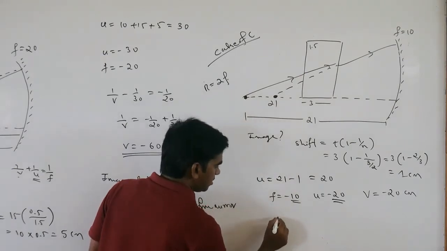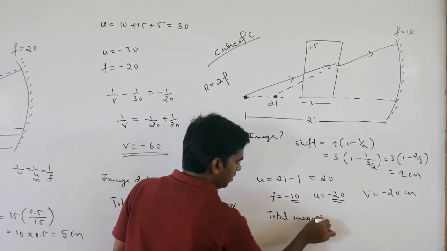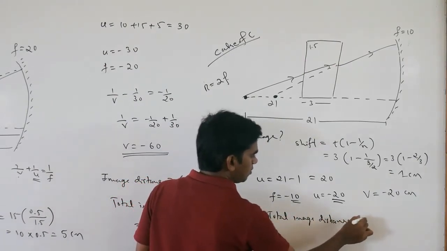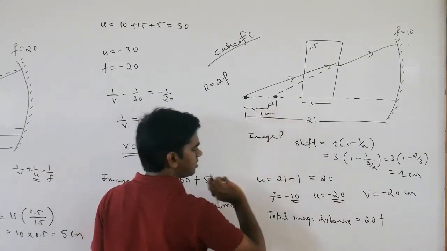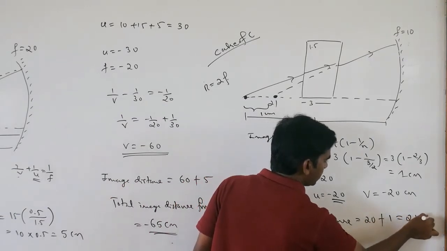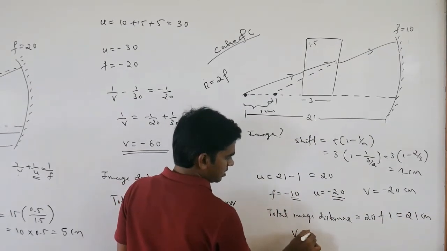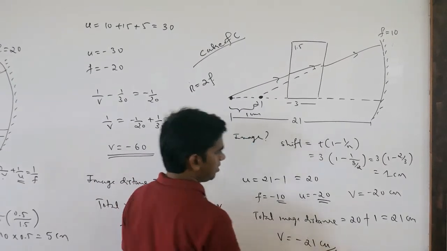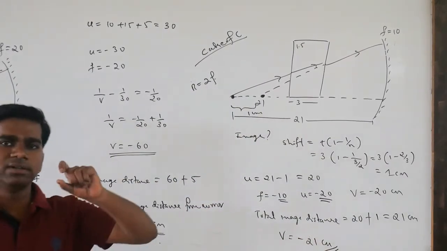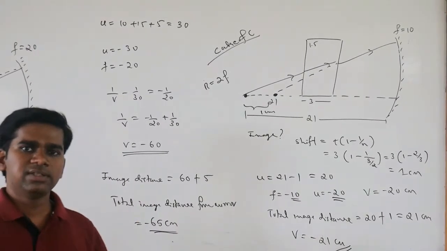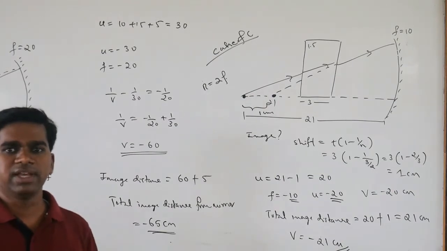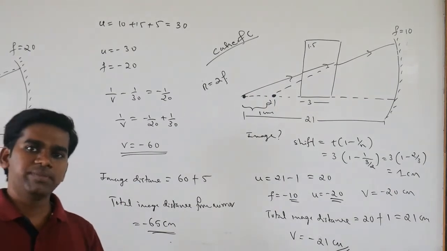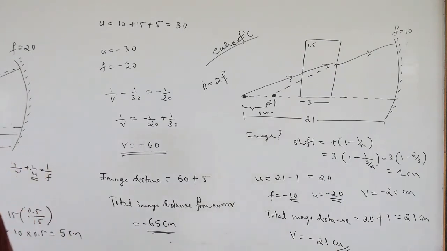So what is your total image distance? Actual or total image distance is equal to 20 plus 1. Plus 1 is again the shift, the 1 centimeter shift. So it is equal to 21 centimeter. If you want with sign, this is minus 21 centimeter. So while taking the object, we have to consider the shift in object distance also. Again, when we find the image, we have to add that shift to the image also. Then only we can get the total image distance.